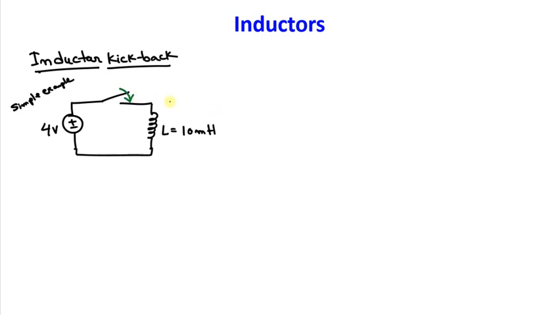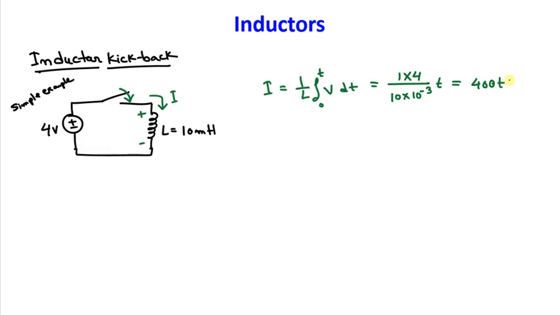So suppose initially we close the switch. Obviously one current will flow when the switch is closed, and the 4 volts will be dropped across this inductor. So what will be the value of this current? From the expression I equals 1 by L integral 0 to t of v dt, you can find it out. You just have to substitute the values. Remember, V is constant here. And if we put all these values, it comes out to be 400 t amps.